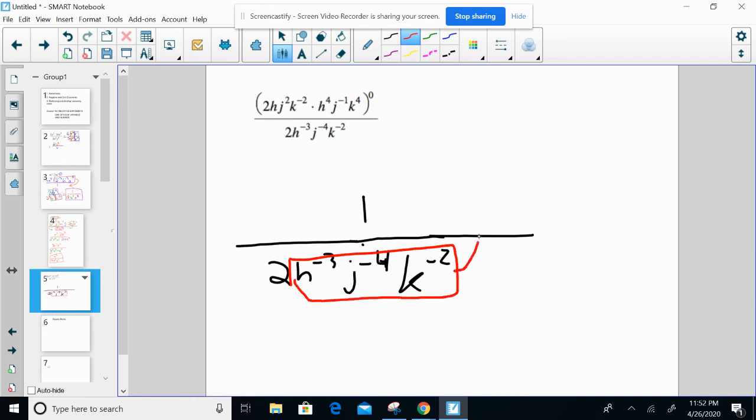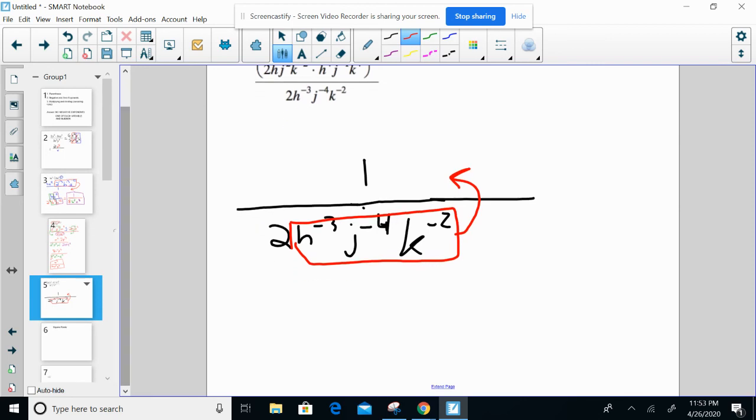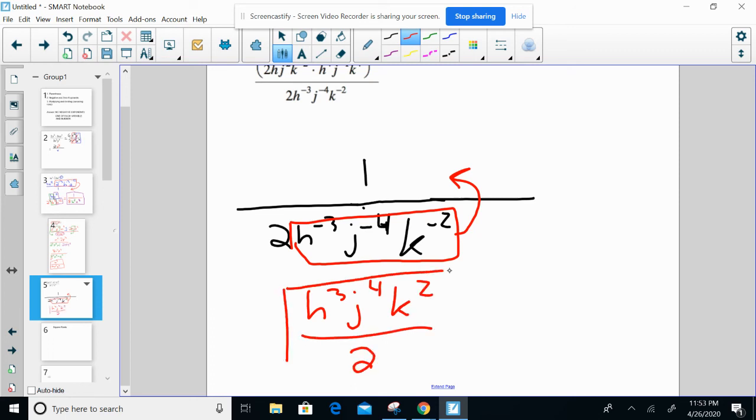We're going to deal with the negative exponents. They're in the denominator. Move them to the numerator. They go to the top. They become positive. There's nothing you can do to combine. No dividing or adding. The 2 stays on the bottom.